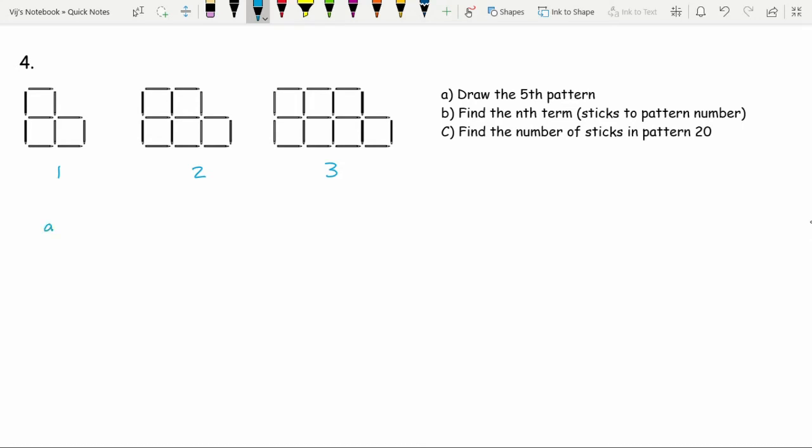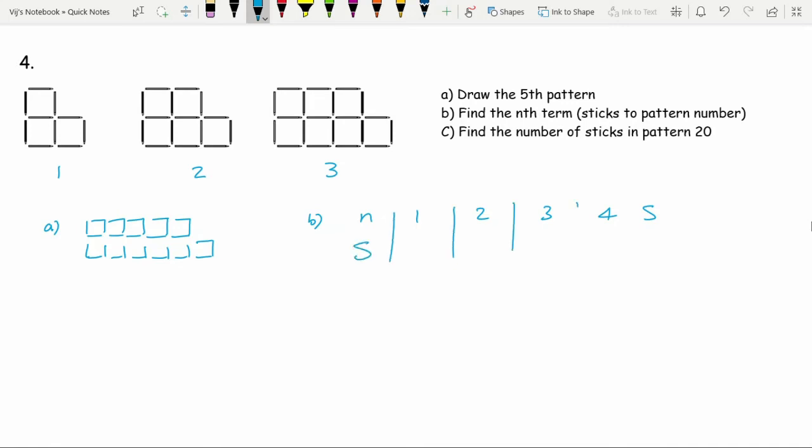So for A, I'm going to end up with 5 squares at the top, which means I'm going to end up with 6 squares at the bottom. So there's my pattern number 5. So for B, again, I'm going to set up my table. So I've got 1, 2, 3, 4, 5. Why have I gone to 5? Well, again, it's just a case of being able to spot a pattern.